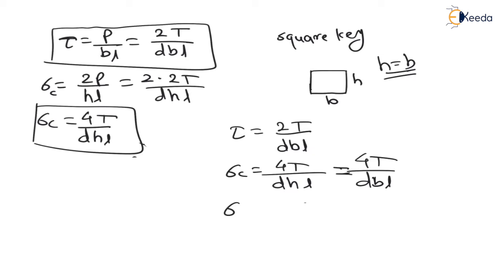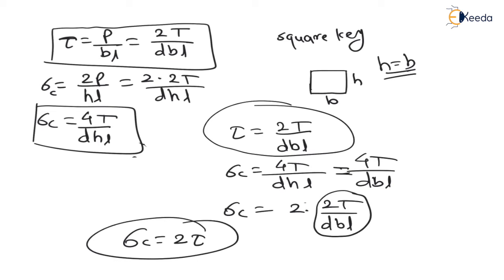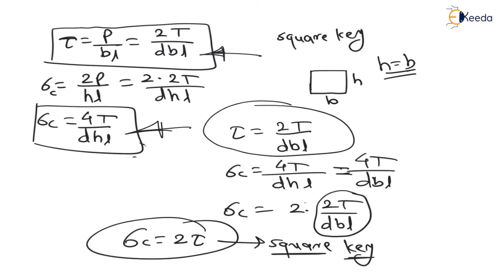Therefore, crushing stress is equal to 2 into 2T divided by dBl, and 2T divided by dBl is nothing but shear stress. Therefore, crushing stress is equal to 2 times shear stress for a square key. This is very important for a square key. For a flat key, we use the shear stress formula and the crushing stress formula. Many times they ask questions on this.